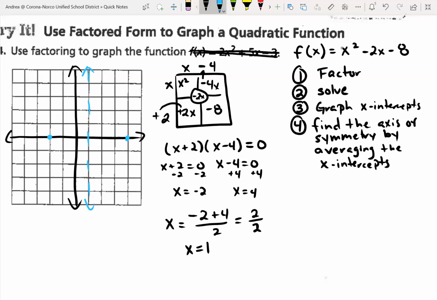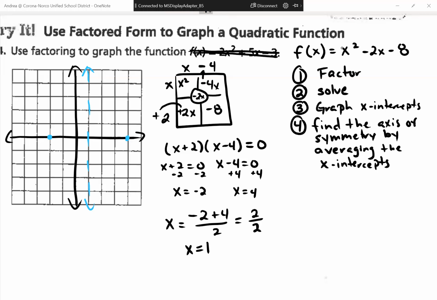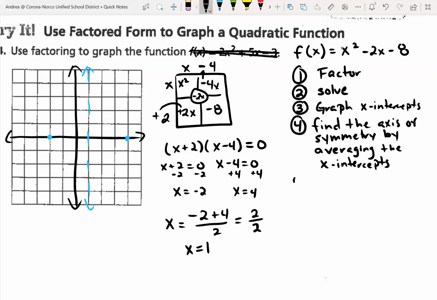Now we have to find the vertex. We have the x value of the vertex. How do I find the y value of the vertex? Plug it in. Very good. Step 5: plug in 1 for x and solve.